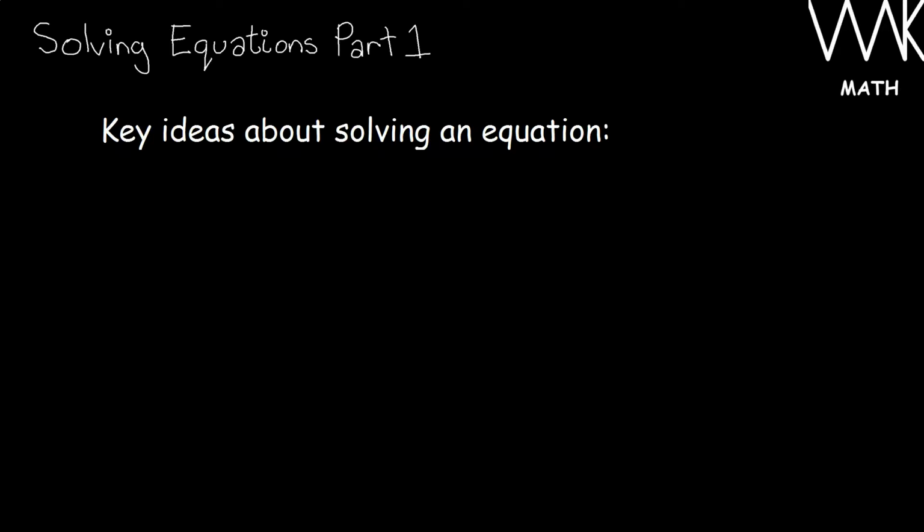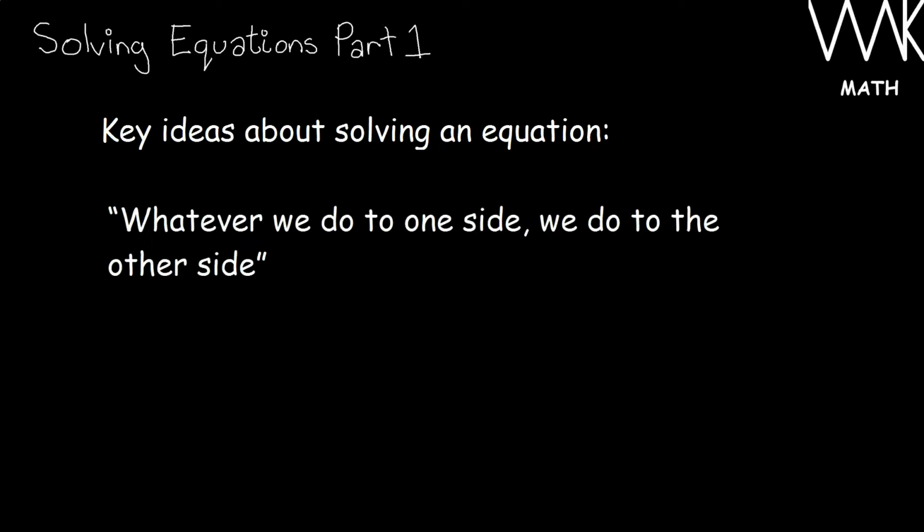Let's talk about key ideas of solving equations. The first idea is whatever we do to one side, we do to the other side. This rule is important because when manipulating equations, one must ensure that the equations remain balanced. It means that if the left side of the equation is added by 6, the right side of the equation must also be added by 6.